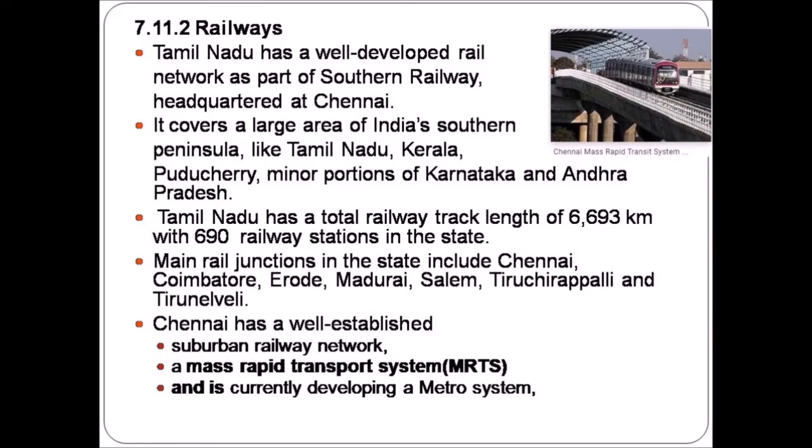For example, the electric train in Chennai. And next comes the Mass Rapid Transport System, that is the MRTS. MRTS is the first elevated railway line in India. It is a type of high-capacity public transport generally found in urban areas.